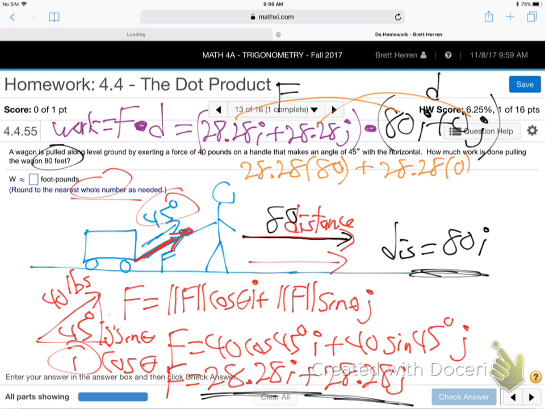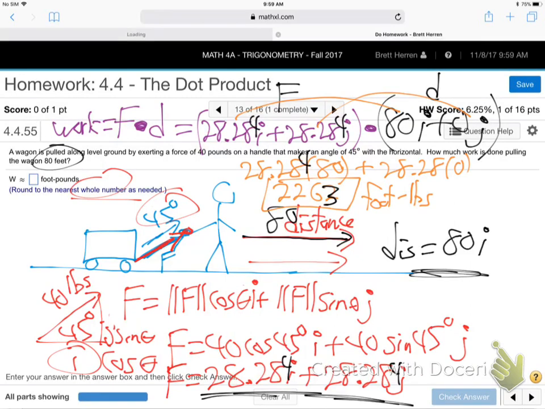Times 80, I'm getting, what, 2262.4, so I'll just leave it there. 2262, that's in foot-pounds. 2262, that's how much work is done by that person in pulling the wagon 80 feet. 2,262 foot-pounds. That means pounds times feet. Right? Foot-pounds of work. Luke? Could you enter that in on Math Excel? Oh, yeah. Good. Other questions on that?